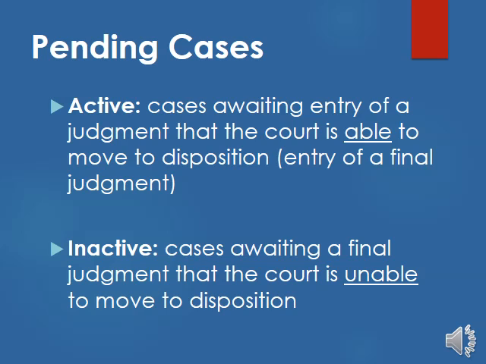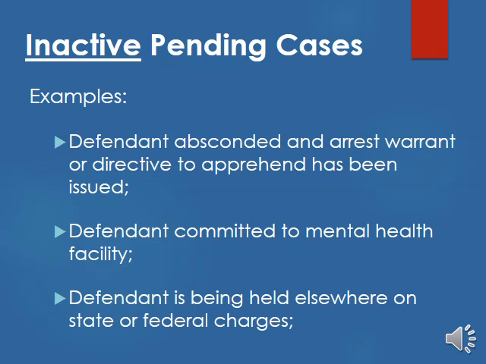Inactive cases are those cases awaiting a final judgment that the court is unable to move to disposition for reasons that are out of the court's control. Now let's go over a few examples of inactive cases. Some examples of situations where a criminal or juvenile case should be inactivated are when a defendant or juvenile has absconded and an arrest warrant or directive to apprehend has been issued, when a defendant or juvenile is committed to a mental health facility, or when the defendant or juvenile is being held elsewhere on state or federal charges.